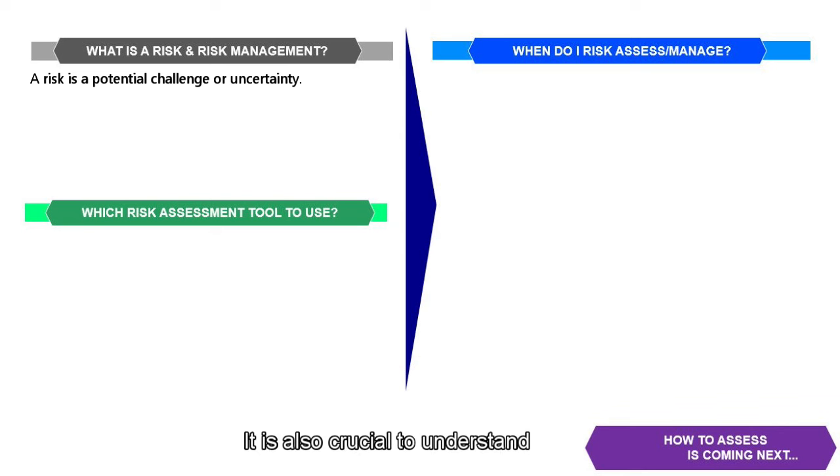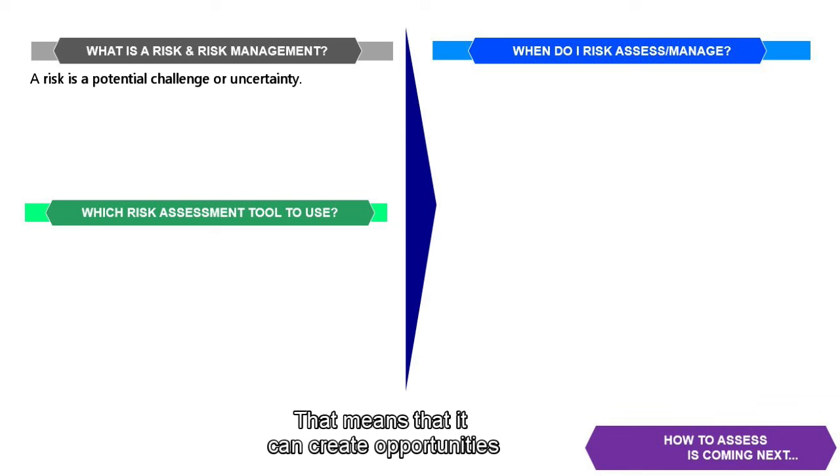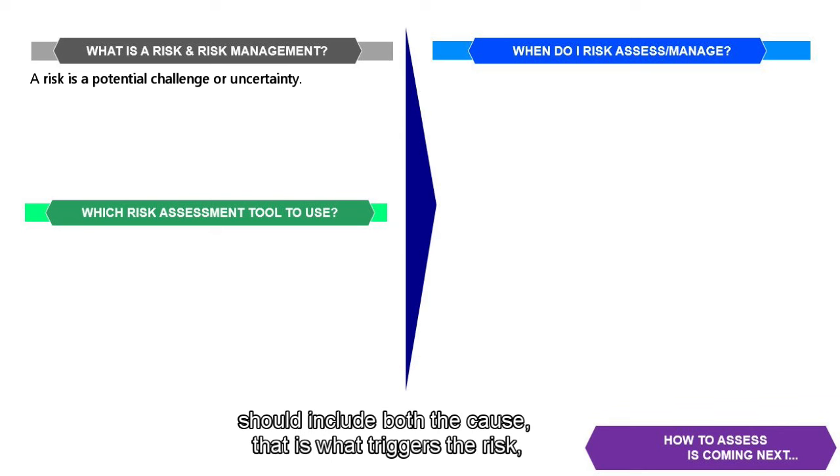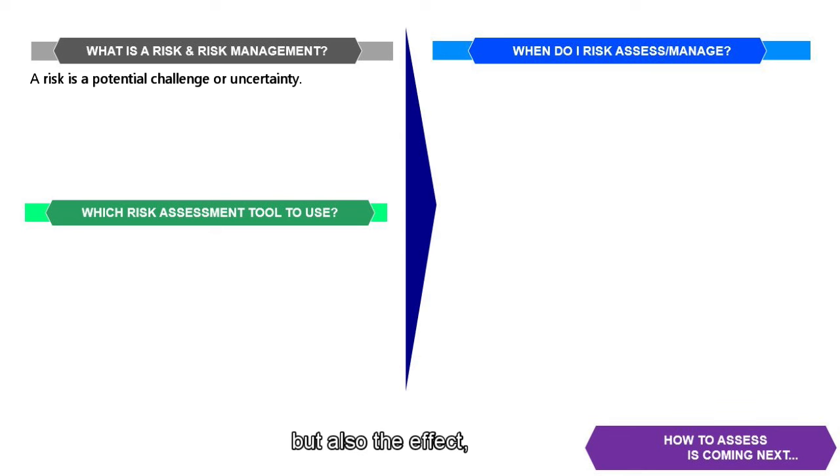It's also crucial to understand that a risk's impact can either be positive or negative. That means that it can create opportunities or cause threats with either positive or negative consequences. In every case, a comprehensive risk assessment should include both the cause, that is what triggers the risk, but also the effect, how it impacts the project's outcome.